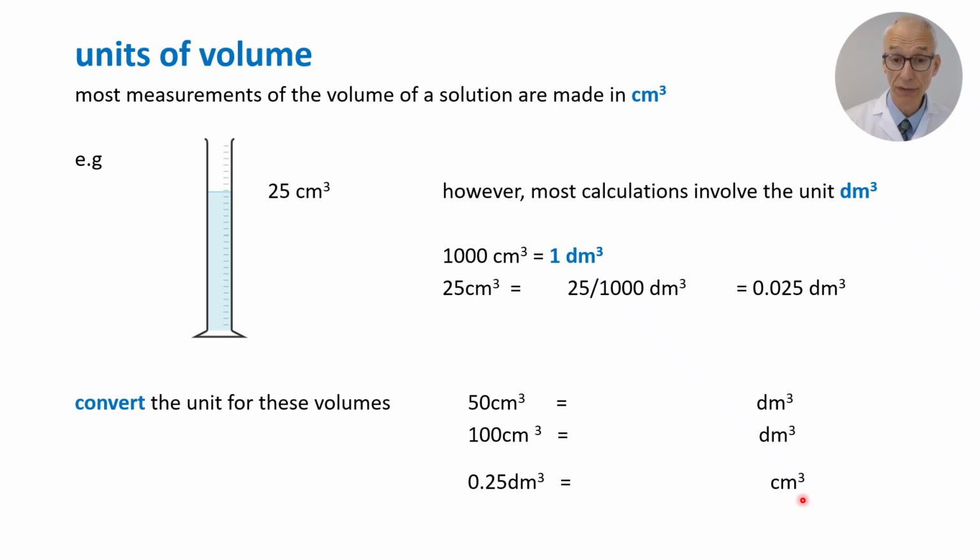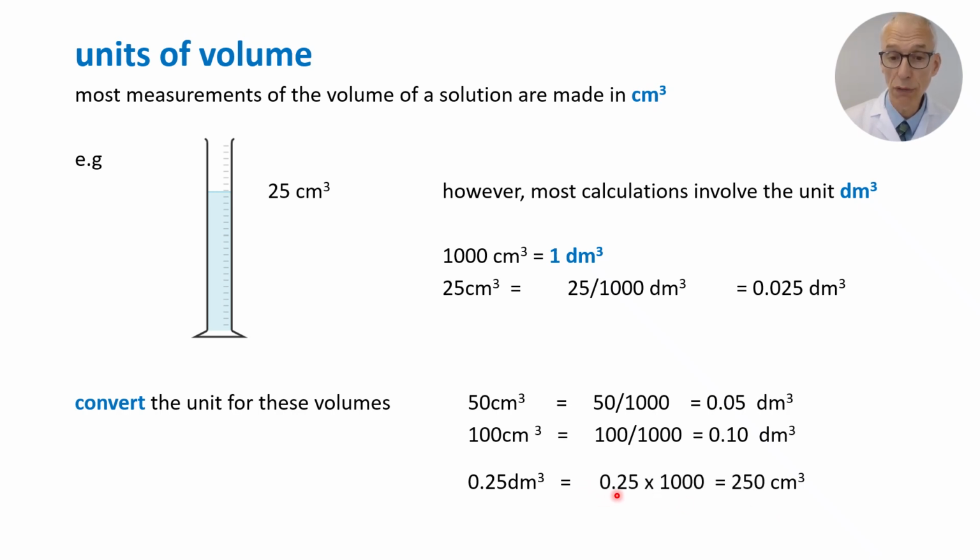So I'm about to reveal the answers. 50 centimeters cubed, we divide by 1000 to achieve 0.05 dm cubed. 100 centimeters cubed divided by 1000 gives you 0.1 dm cubed. But to turn decimeters cubed into centimeters cubed, I hope you've worked it out. If not, here we go. 0.25 decimeters cubed times 1000 gives you 250 centimeters cubed.